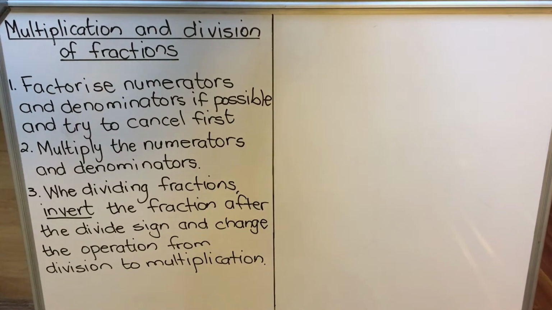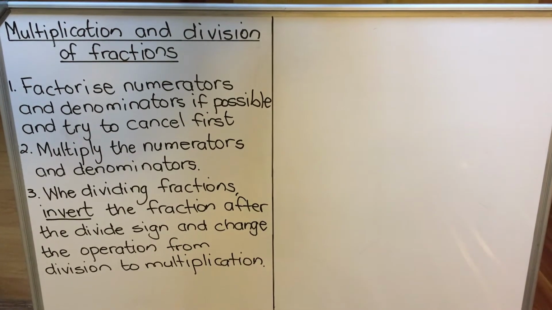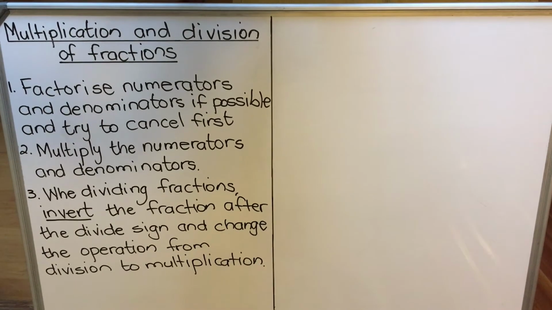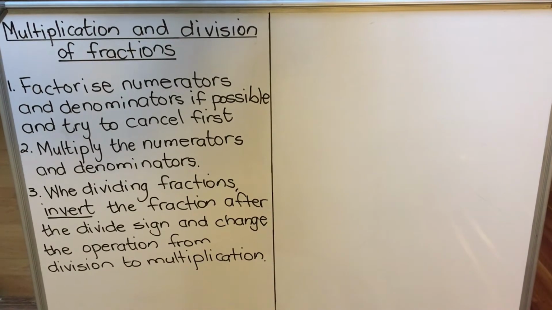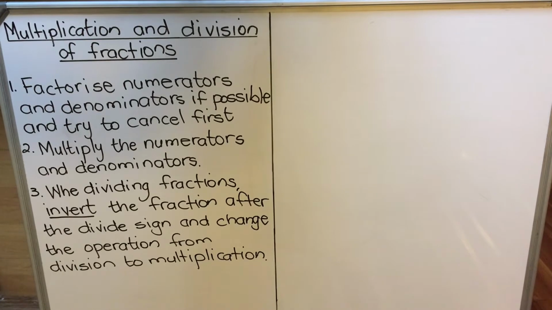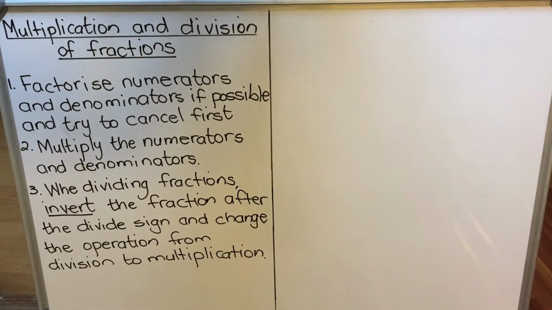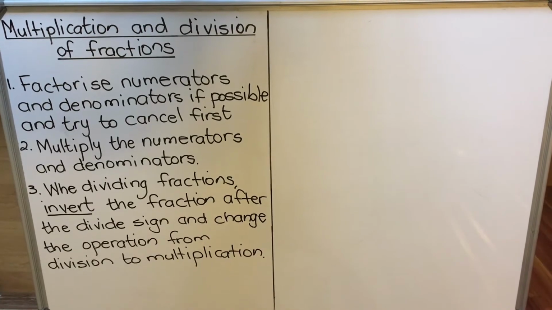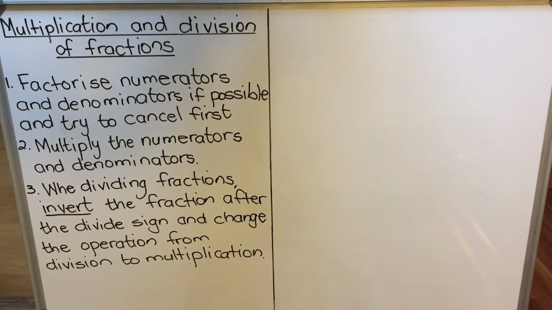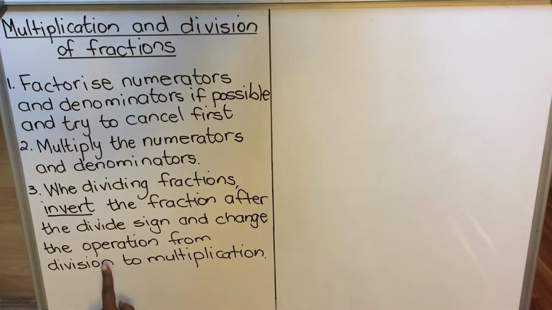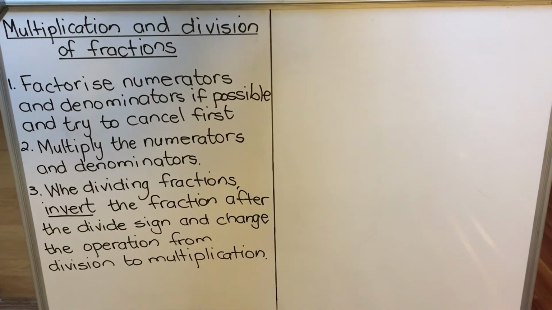The first one, you must factorize the numerator and denominator if possible and try to cancel. The second one, you multiply the numerator and the denominator. And then the third one, when you have a division sign, you invert. Invert means swap it around. You swap the fraction around, and then you change the division sign to a multiplication sign.